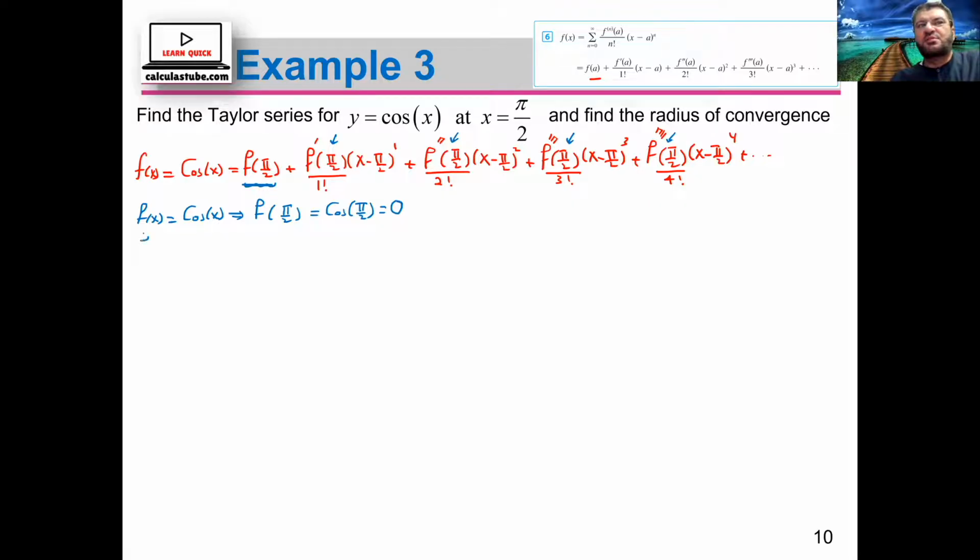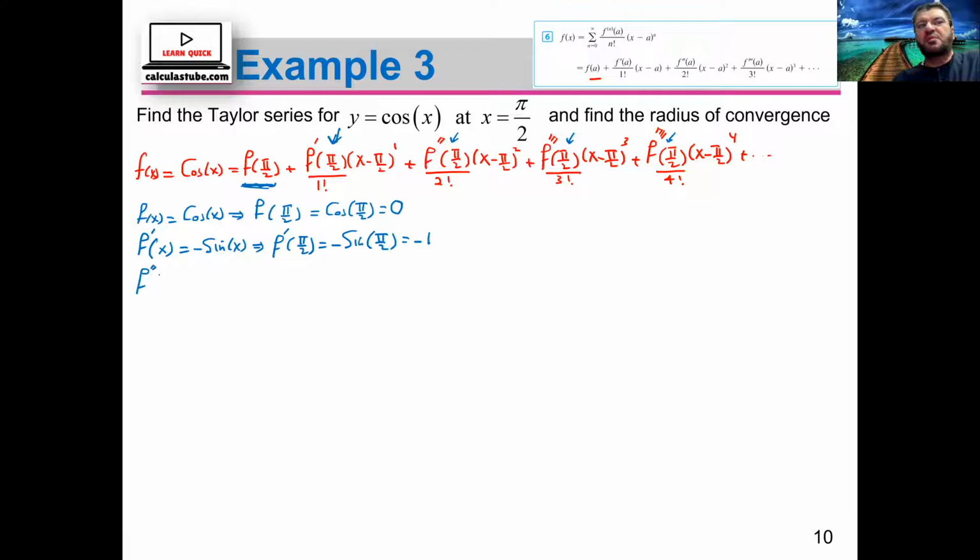Now we go to the derivative. So now we're done with this one, guys. The f of pi over 2 is done. Now where do we go to? F prime of x, the derivative of cosine, is negative sine x. So this implies that f prime at pi over 2 is minus sine pi over 2. And we know that sine pi over 2, sine 90 is 1. So the answer is negative 1.